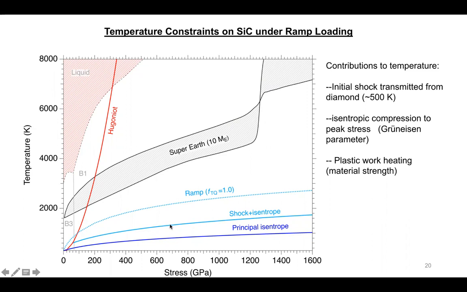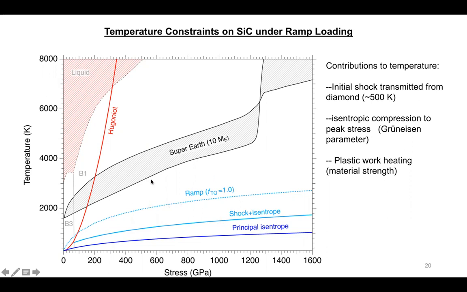There are additional components of heating due to plastic work as a result of material strength. That's a bit more uncertain. We don't really know what the strength is of silicon carbide under these conditions. There are low pressure measurements of strength, so we just assumed that those values could be applied to higher pressures, higher stresses. And so we got these estimates of the temperature.